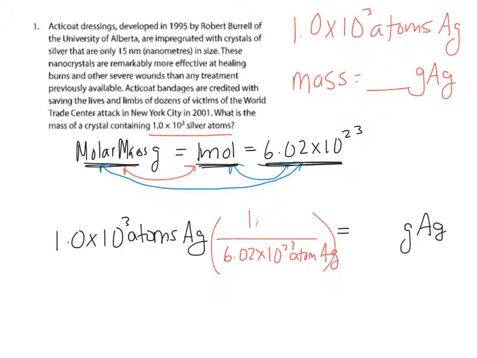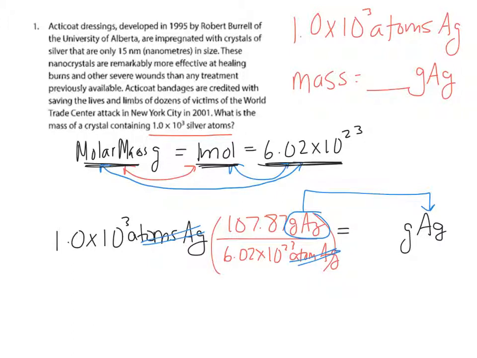I could put 1 mole up here, but then I'd get to moles, and then I'd have to convert from moles to molar mass. So I can skip that step, because 6.02 times 10 to the 23rd atoms is equal to a mole, which is equal to the molar mass. The molar mass of silver is 107.87 grams of silver. Now if I do my canceling of units, atoms of silver cancels atoms of silver, and I end up with grams of silver, which is what I want, so I'm doing this correctly.